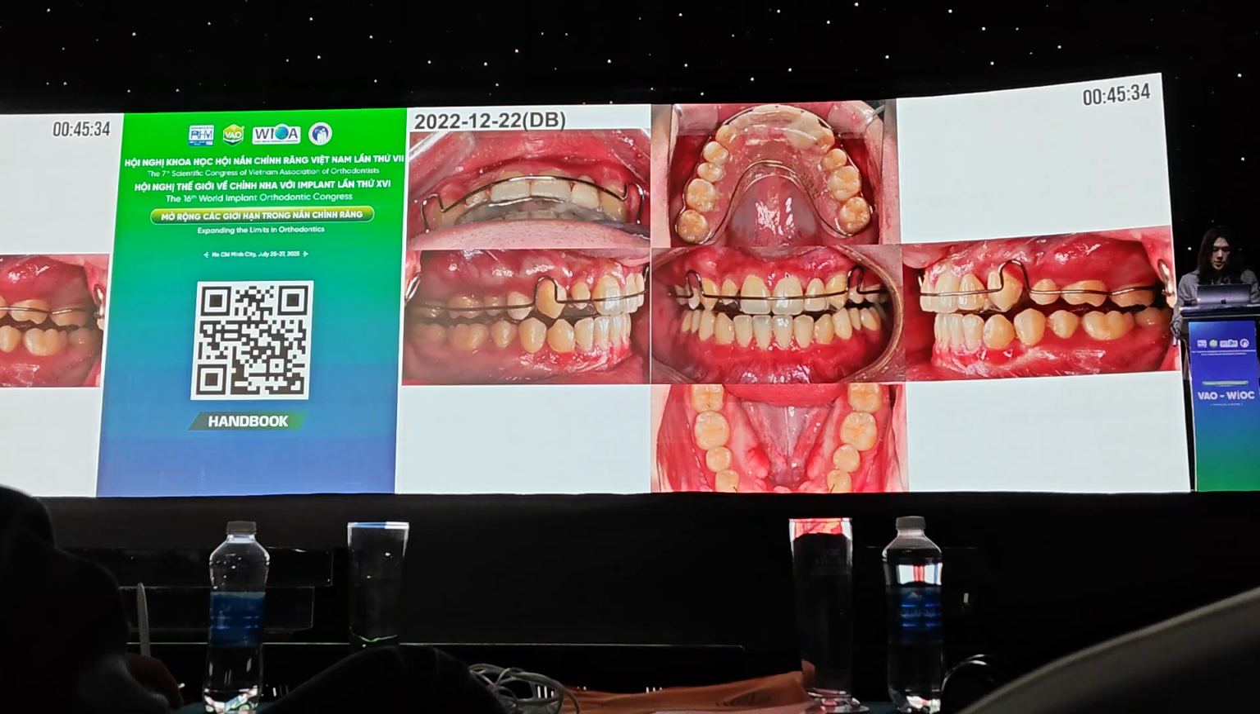So this is 2021, 2022, but nowadays I use Vivera retainer.